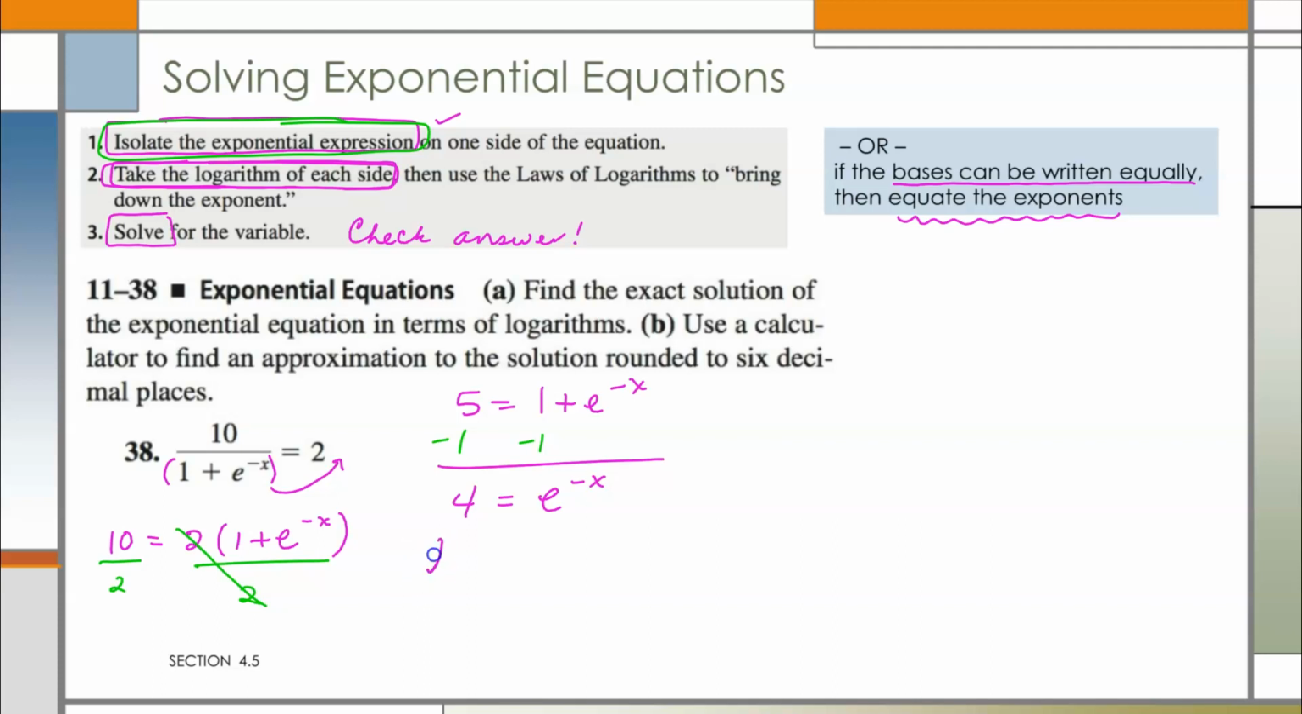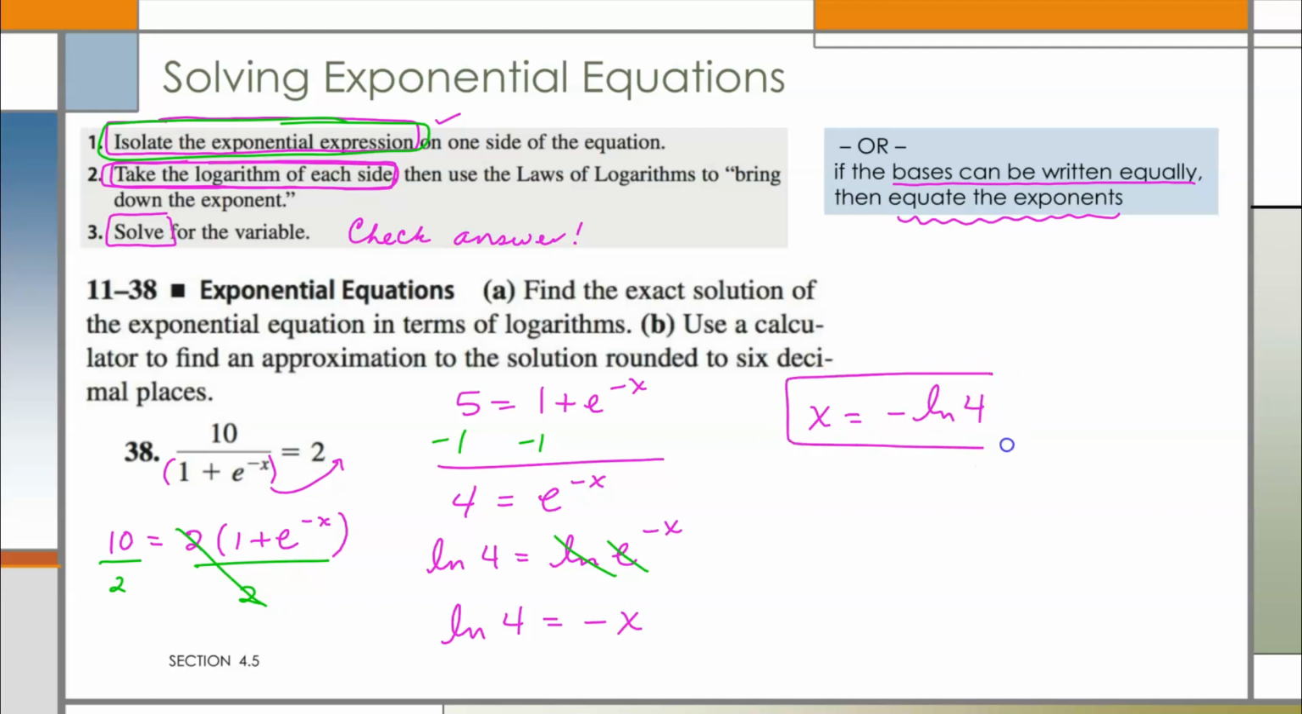So that gives us the ln of 4 is equal to the ln of e to the negative x. Now, before in the equations that we looked at, we can use ln for base e. We can use log for base 10. Here, I want to be able to use the ln base e because it's going to cancel e. We learned that because they're of the same base, they cancel one another out. So we end up with the ln of 4 is equal to negative x. And finally, dividing over that negative, we get negative ln of 4.